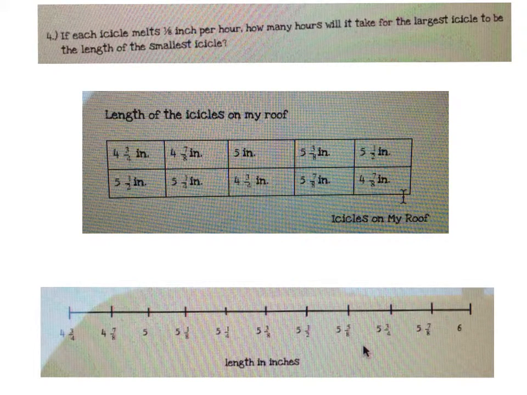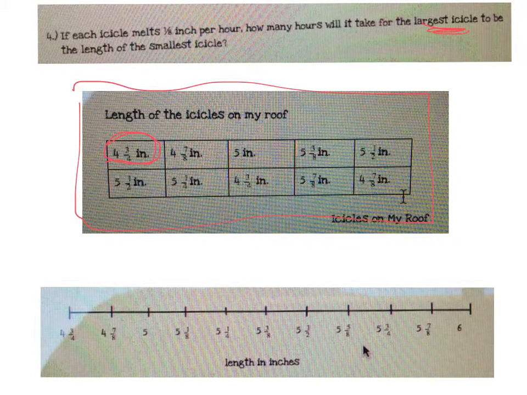If each icicle melts 1/8 inch per hour, how many hours will it take for the largest icicle to be the length of the smallest icicle? In order to solve this problem, we needed to know a couple of things. Number one, looking at this chart here, I need to figure out which is my smallest icicle. My smallest icicle is going to be the 4 3/4 inches. I also need to figure out my largest icicle. My largest icicle is going to be 5 7/8 inches.